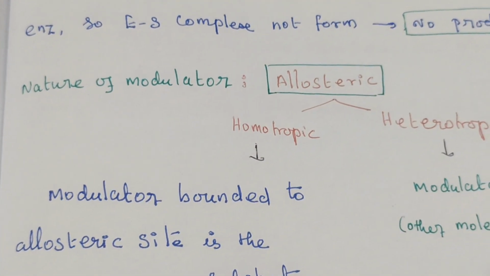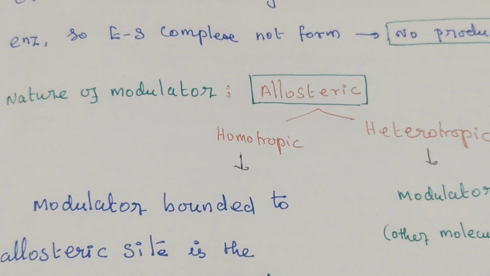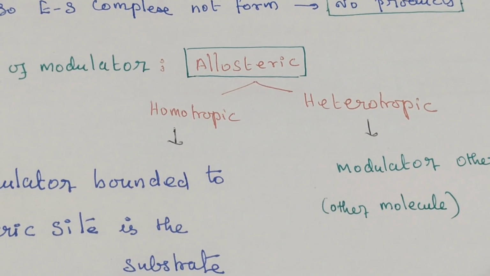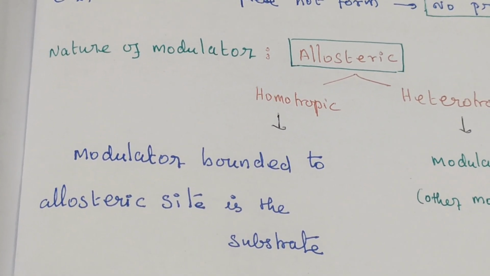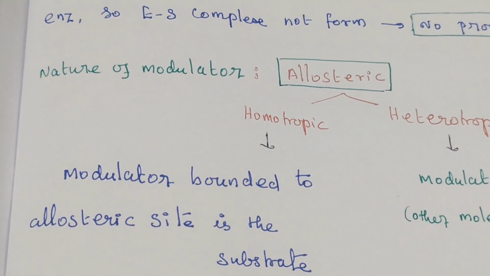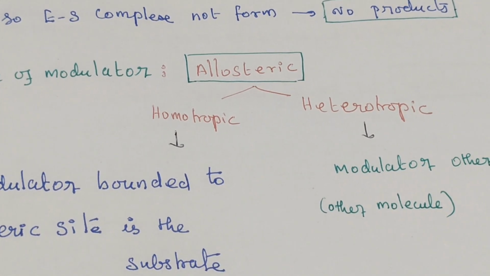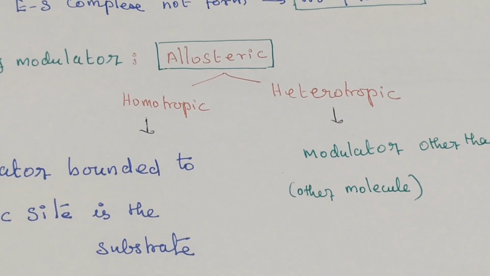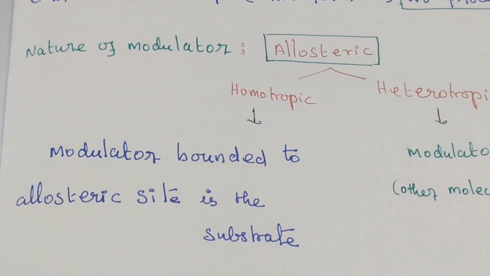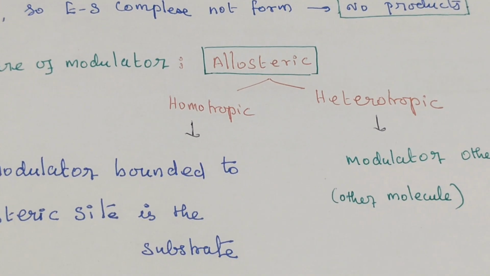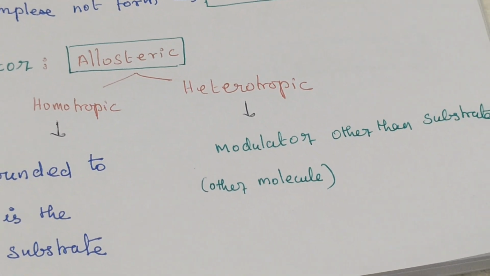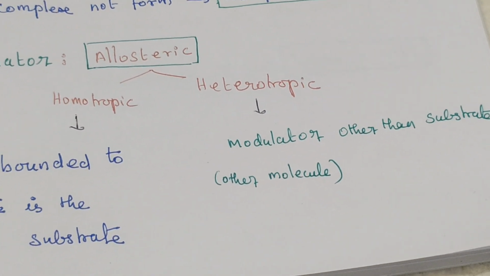Based on the modulator bound to the allosteric site, allosteric enzymes are classified into homotropic and heterotropic. If the modulator bound to the allosteric site is the substrate, it is called a homotropic enzyme. If the modulator is other than the substrate, then it is called a heterotropic enzyme. Heterotropic means the modulator is another molecule other than the substrate.